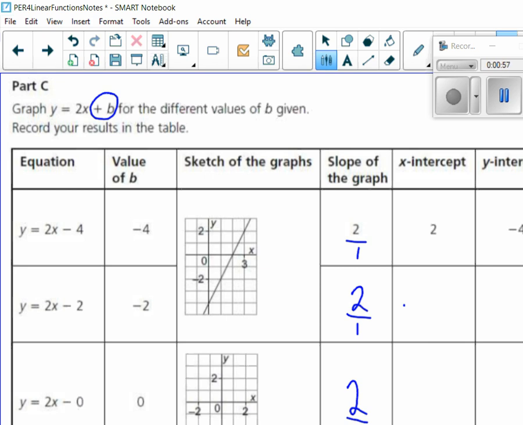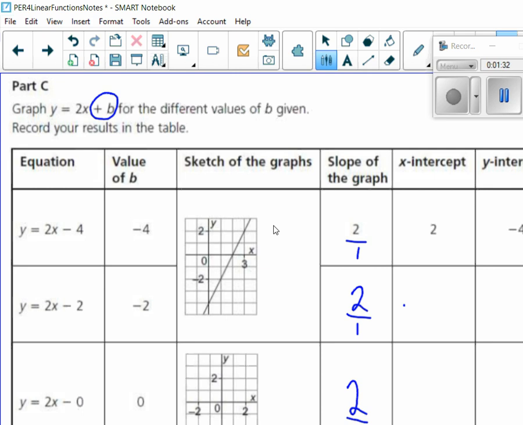Let's try to find the x-intercept of y equals 2x minus 2. So how do I do that? Do you remember? Do you remember how to find the x-intercept? No, not using your calculator. No calculator at this point. Anybody? How do you figure out what your x-intercept is? You make y 0. Thank you.